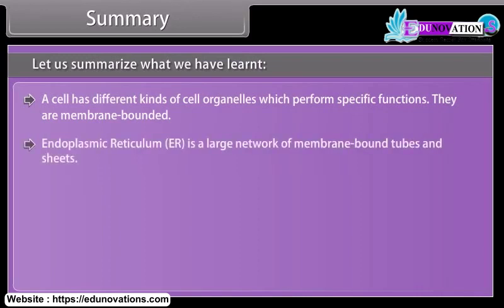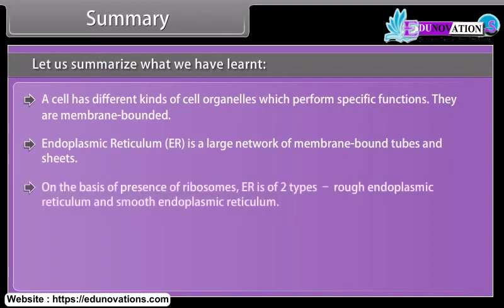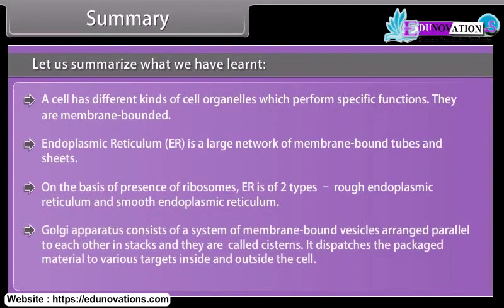Endoplasmic reticulum, ER, is a large network of membrane-bound tubes and sheets. On the basis of presence of ribosomes, ER is of two types: rough endoplasmic reticulum and smooth endoplasmic reticulum. Golgi apparatus consists of a system of membrane-bound vesicles arranged parallel to each other in stacks, and they are called cisterns. It dispatches the packaged material to various targets inside and outside the cell.